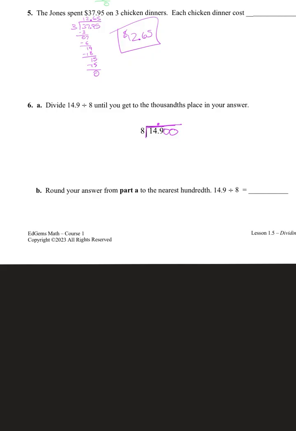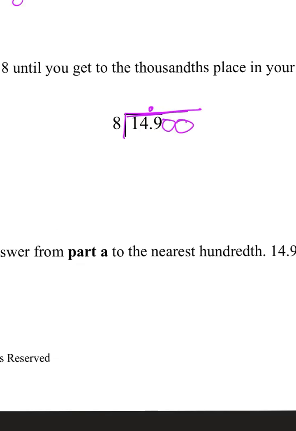Okay. And I'm going to zoom in on this one. Okay, so I've got some room to write. So here we go. Number 6, zooming in. Okay, how many times will 8 go into 14 without going over? 1. 1 times 8 is 8. Subtract those, I get 6, bring down the 9. 8 will go into 69 8 times without going over. 8 times 8 is 64. Subtract those, I get 5.